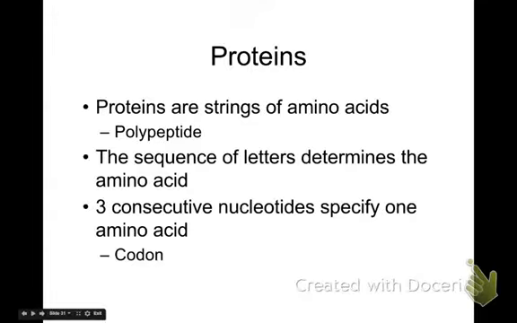Remember, a protein is a string of amino acids, and the amino acid is attached to the tRNA. The sequence of the bases, the A, the T, the C, and the G, is going to determine what amino acid is going to be used. When we look at a piece of mRNA, every 3 bases is going to signify or specify one amino acid. This is called a codon.